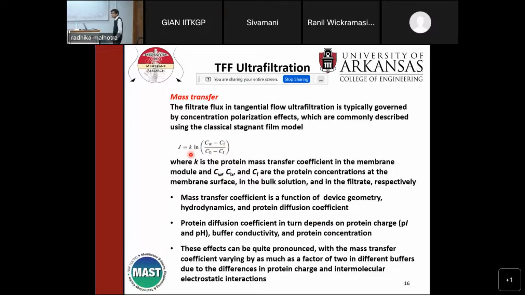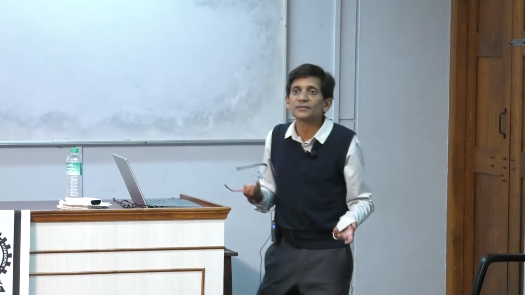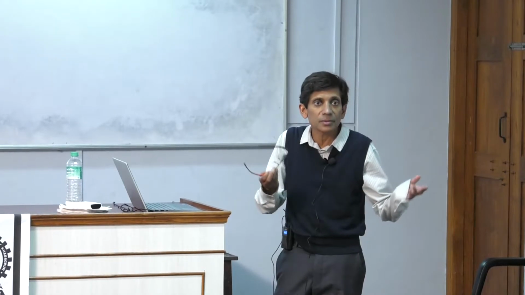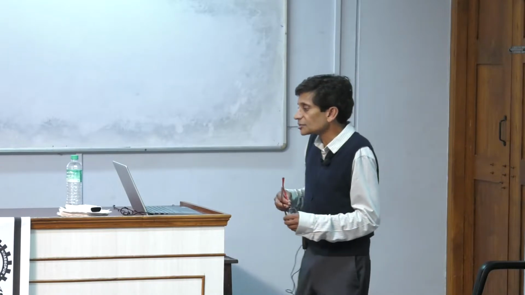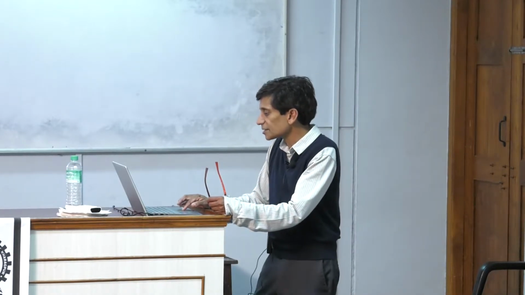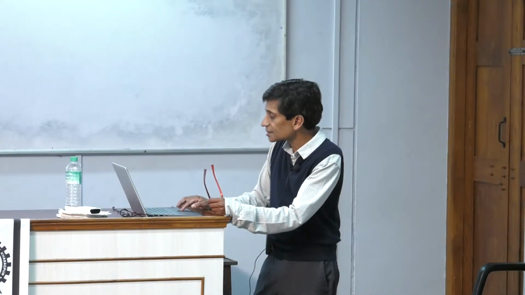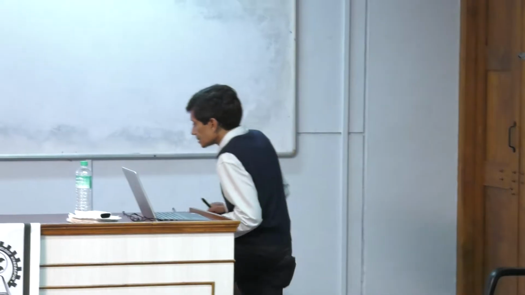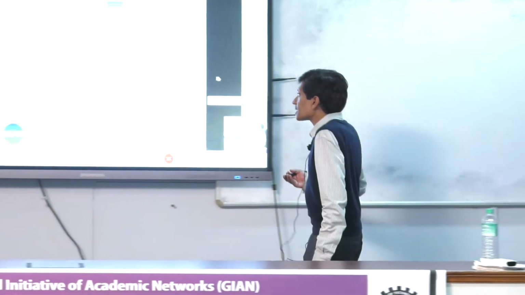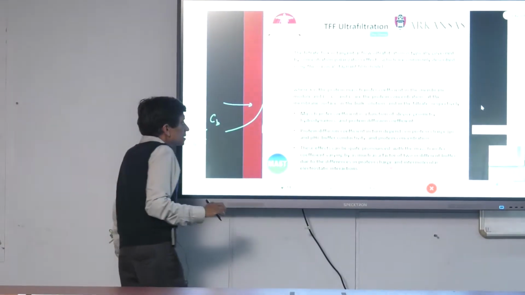k is called a mass transfer coefficient, right? And in this case, it looks as if it's some sort of proportionality constant. But mass transfer coefficients can be given by mass transfer correlations, which probably some of you have come across in the past. So the mass transfer coefficient is a function of device geometry, hydrodynamics, and protein diffusion coefficient. Protein diffusion coefficients in turn depend on protein charge, isoelectric point and pH, buffer conductivity, and protein concentration. So the mass transfer coefficient is a lumped parameter approach that, if you like, tries to describe the rate of mass transfer in this process.